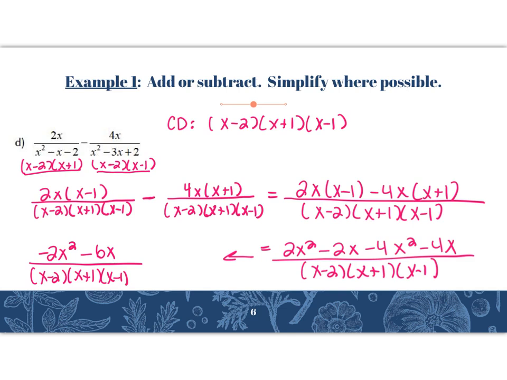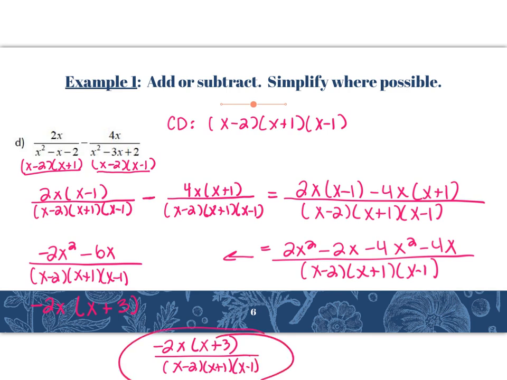Well, we can factor out a GCF of negative 2. So we get x squared. Oh, I lied. Negative 2x. Darn it. Negative 2x is my GCF. I forgot the x. So negative 2x times x plus 3. So my final fraction that I have is negative 2x times x plus 3 all over x minus 2, x plus 1, x minus 1, and there is nothing to simplify, so that's my final answer.